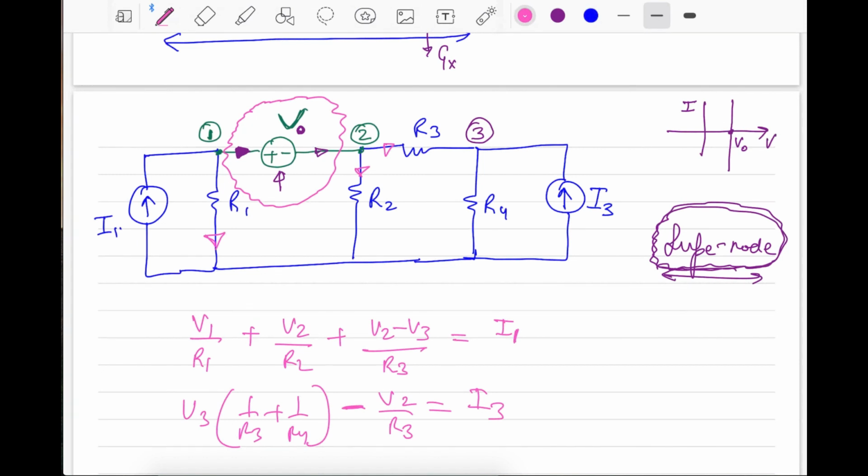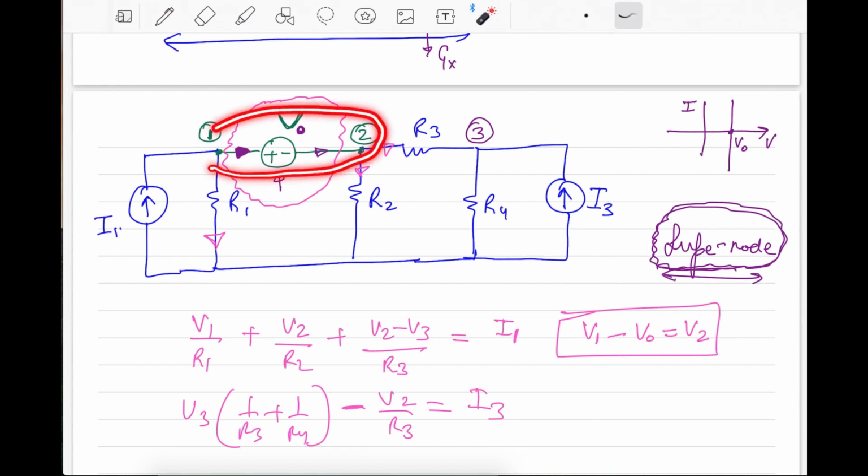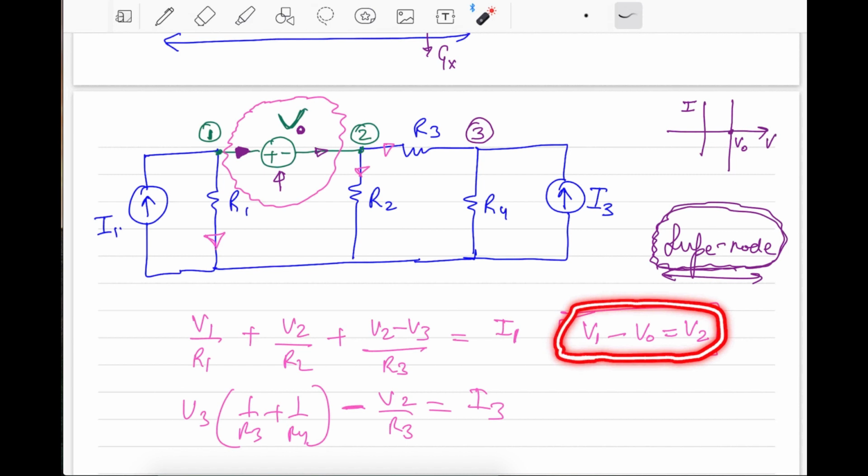V1 minus V2 equals V0. Yes, right, good. So V1 minus V0 is equal to V2 will be the third equation, which we obtained by this relation here. Because you can see if you write V1 minus V0, you will get V2. So this is basically the third equation that you will obtain once you write this equation.